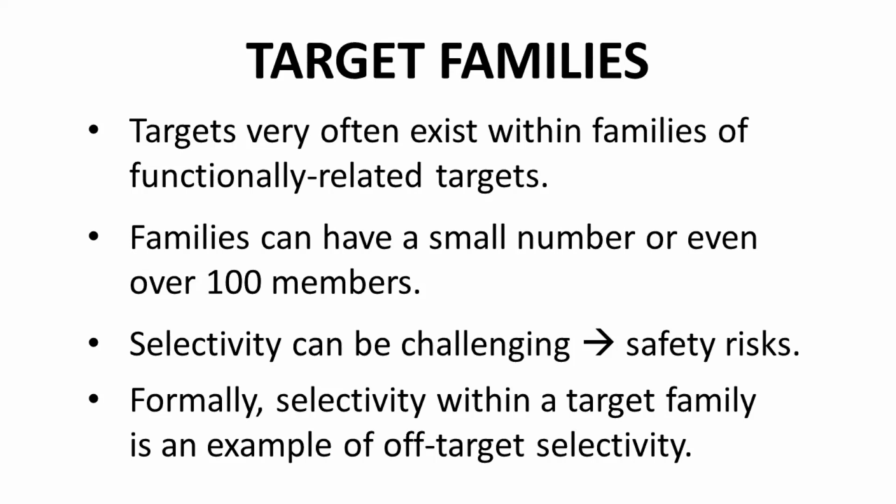So these targets often have similar sequence homology, especially around the binding pocket and in the active site. Therefore, it may not be surprising that achieving a high level of selectivity for a specific member within a family can be difficult. Of course, poor selectivity is a potential source of safety risks and adverse drug reactions. This entire idea of selectivity within a family of targets is properly an example of off-target selectivity.